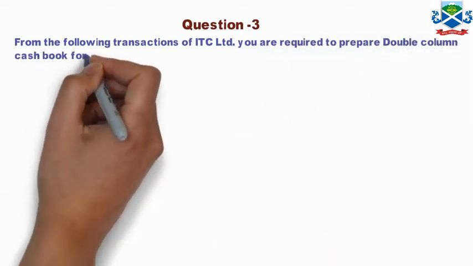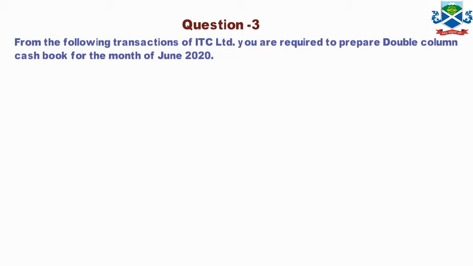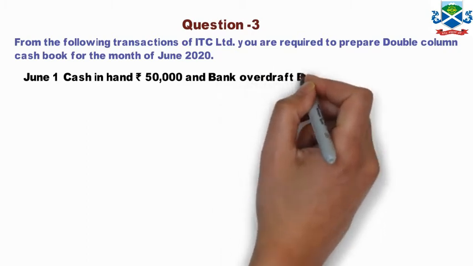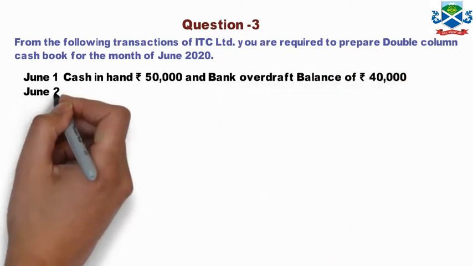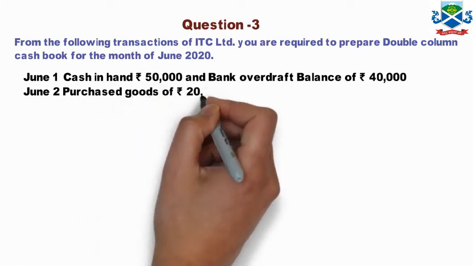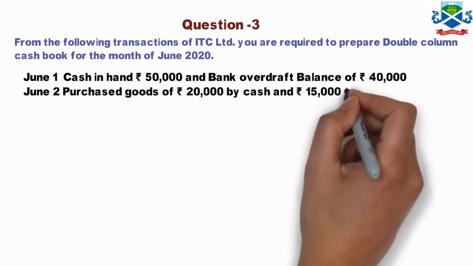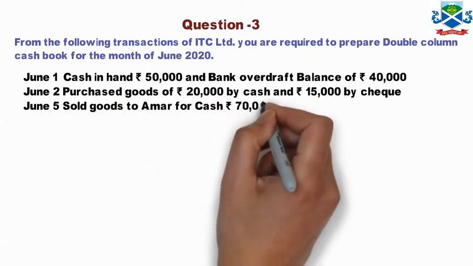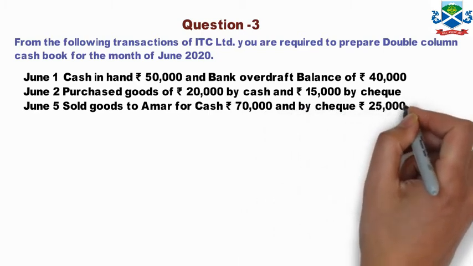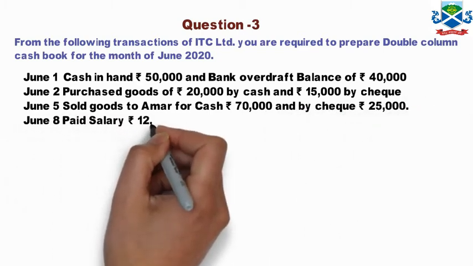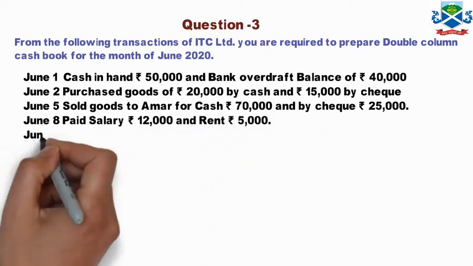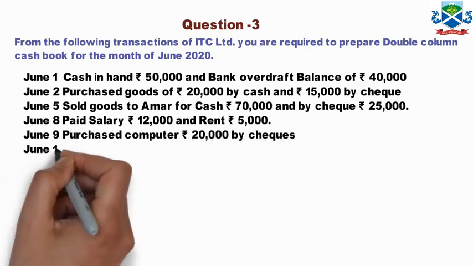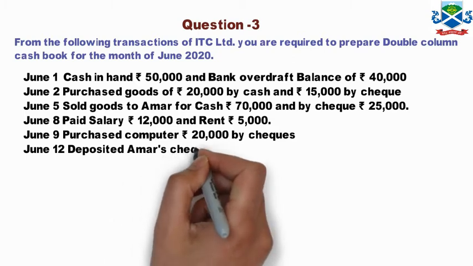The question is: from the following transactions of ITC Limited, you are required to prepare a double column cash book for the month of June 2020. Cash in hand 50,000, bank overdraft 40,000. June 2, purchase goods 20,000 by cash and 15,000 by check. June 5, sold goods to Amar for cash 70,000 and by check 25,000. June 8, paid salary 12,000 and rent rupees 5,000. Purchase computer rupees 20,000 by check. June 12, deposited Amar's check into the bank.